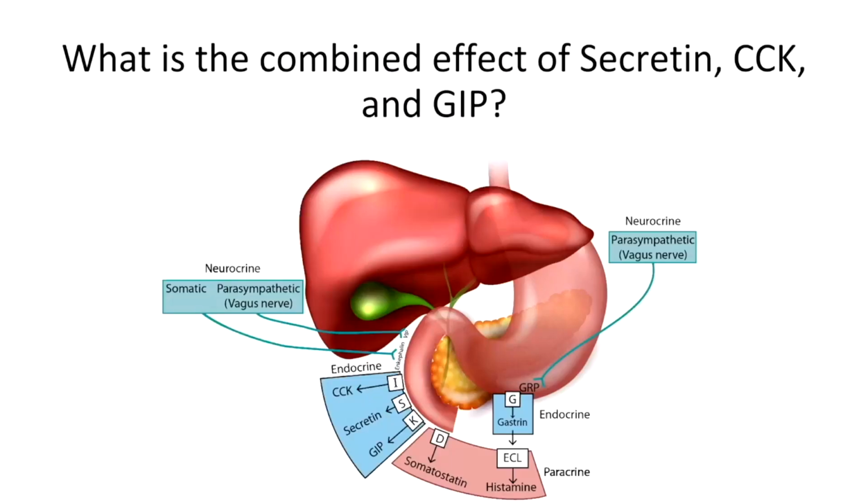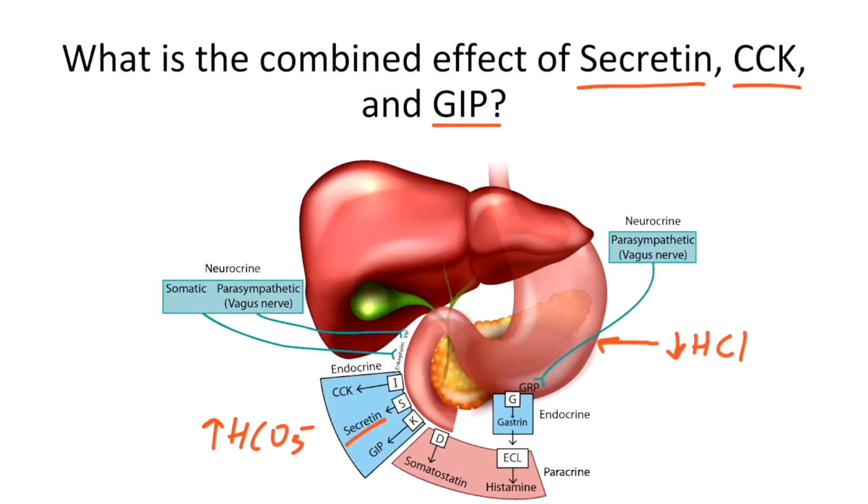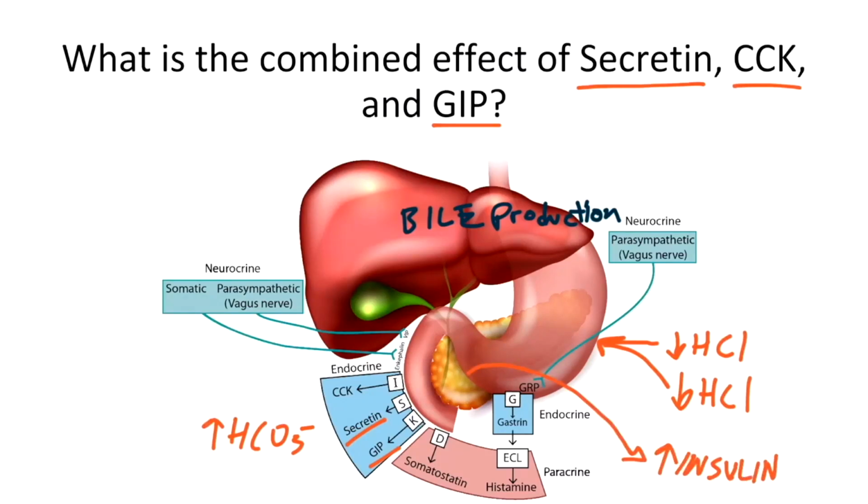Now another question would be, what are the combined effects of secretin, CCK, and GIP? Now recall that secretin will fight acid by increasing bicarb secretion from the pancreas, and it will also inhibit parietal cell secretion of HCl, and it will also increase bile production. Similar to secretin, GIP will inhibit the release of acid from the parietal cells. So we have two sources that are decreasing hydrochloric acid secretion. GIP will also increase insulin release from the pancreas. And recall that insulin brings in glucose.